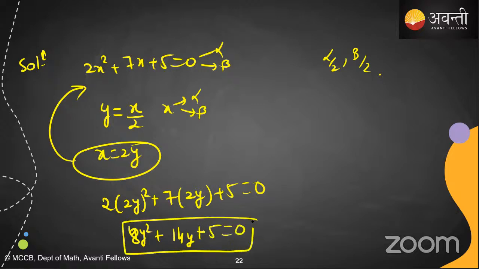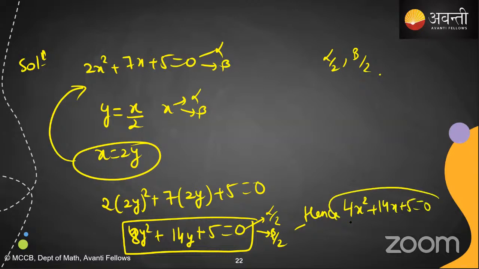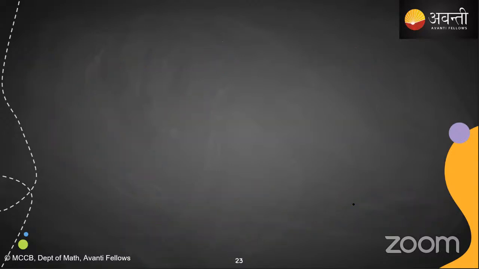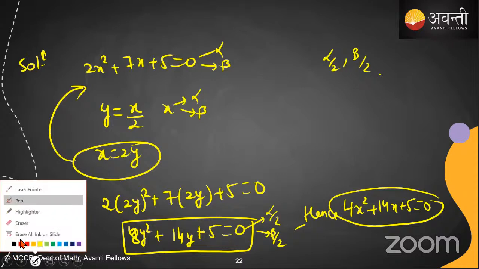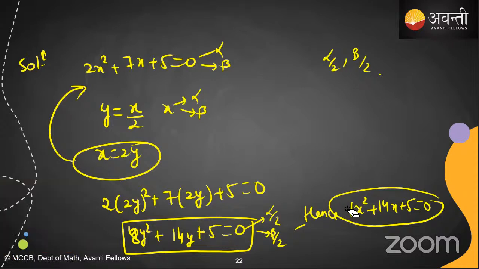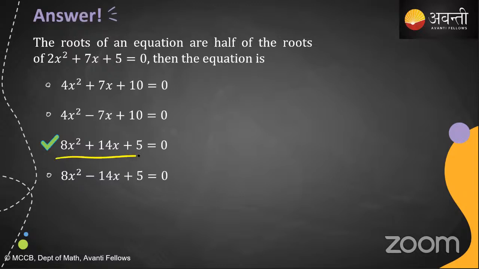So this is your right answer, right? तो इसके रूट्स होंगे अल्फा बाय 2, बीटा बाय 2. So now variable change, hence 4x square 14x plus 5 is equal to 0 is the answer, right? So which option is the correct option? Sorry, 8. I am making the same mistake again. 1 second. 8 आएगा ना? 8x square. So which is the correct option? C option, right? 8x square plus 14x plus 5 is equal to 0, right?